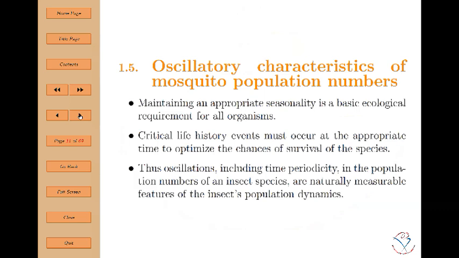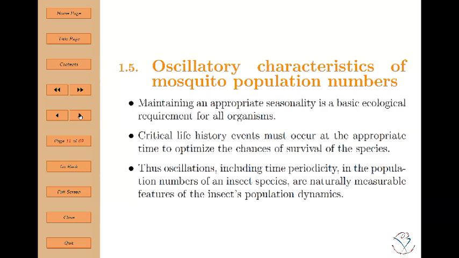When it comes to insects and most organisms that reproduce by instinct, maintaining appropriate seasonality is really an important requirement. Critical life history events must occur at the appropriate time to optimize chances of survival. It would not be advantageous for the mosquito to lay eggs at a time when there's no water. So if we're looking at the time evolution, oscillations, including periodicity, are aspects that we must be able to measure.